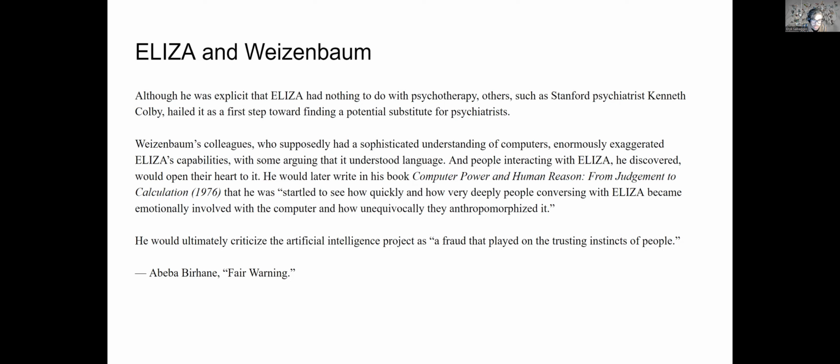He would later write in his book, Computer Power and Human Reason, From Judgment to Calculation, 1976, that he was startled to see how quickly and how very deeply people conversing with Eliza became emotionally involved with a computer, and how unequivocally they anthropomorphized it. He would ultimately criticize the artificial intelligence project as, quote, a fraud that played on the trusting instincts of people.